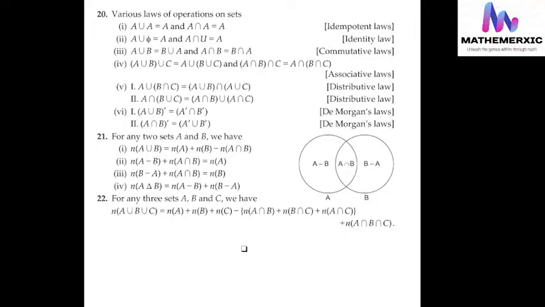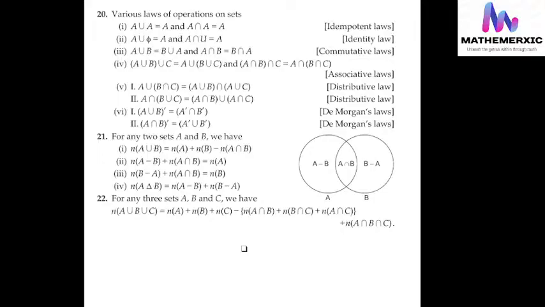So it is the commutative law. This is the associative law, where we say A union (B union C) equals (A union B) union C, and A intersection (B intersection C) equals (A intersection B) intersection C. So just practice by changing here.